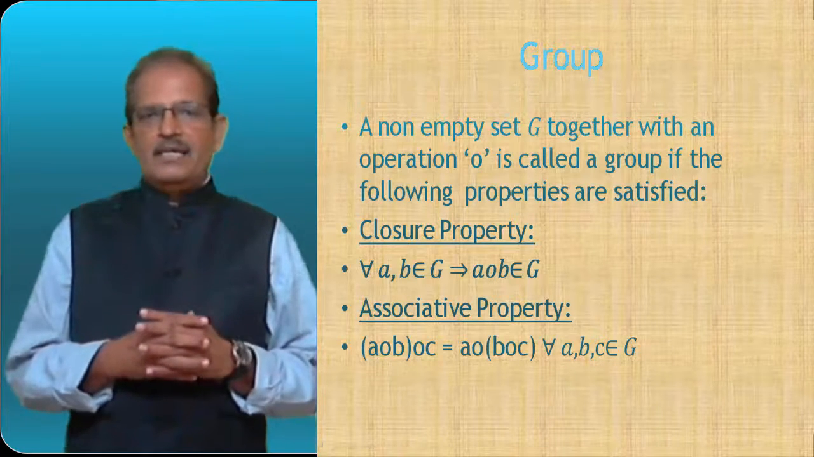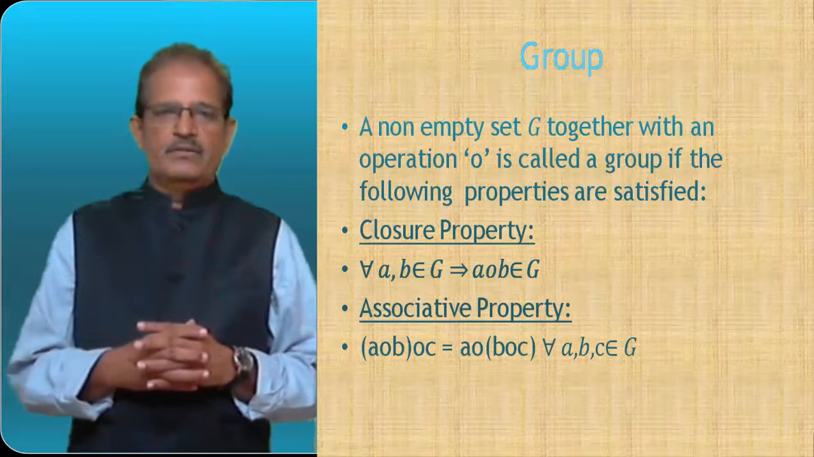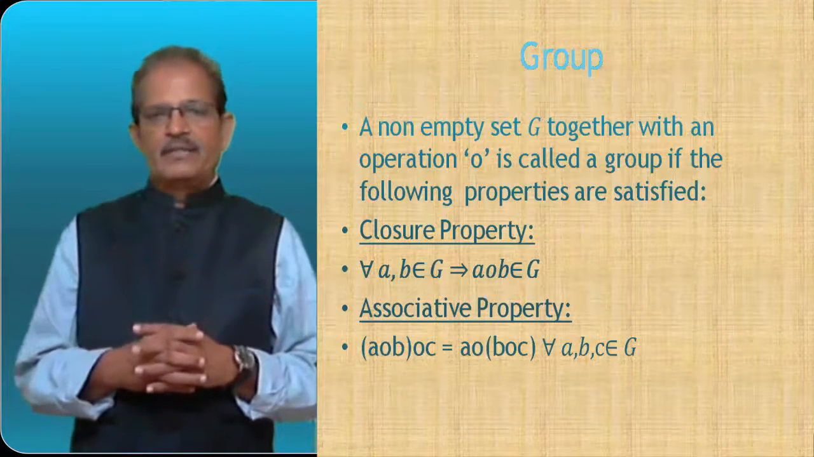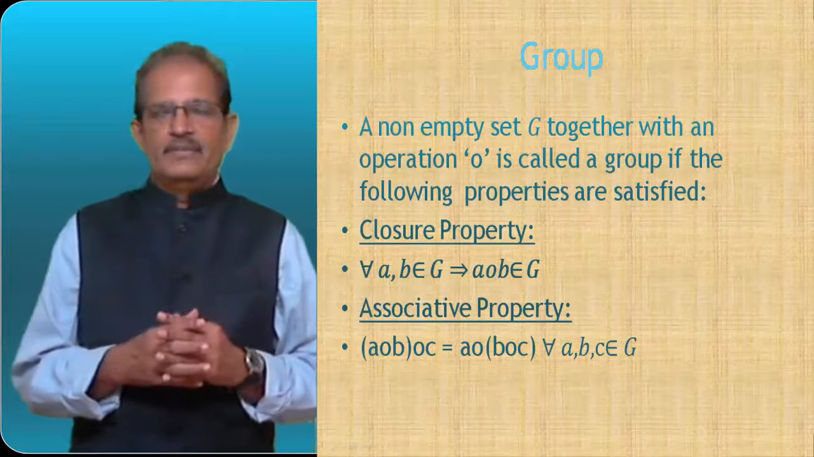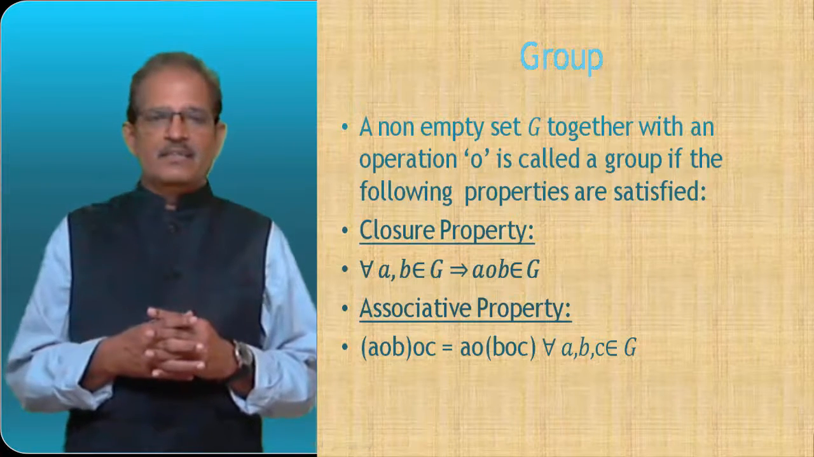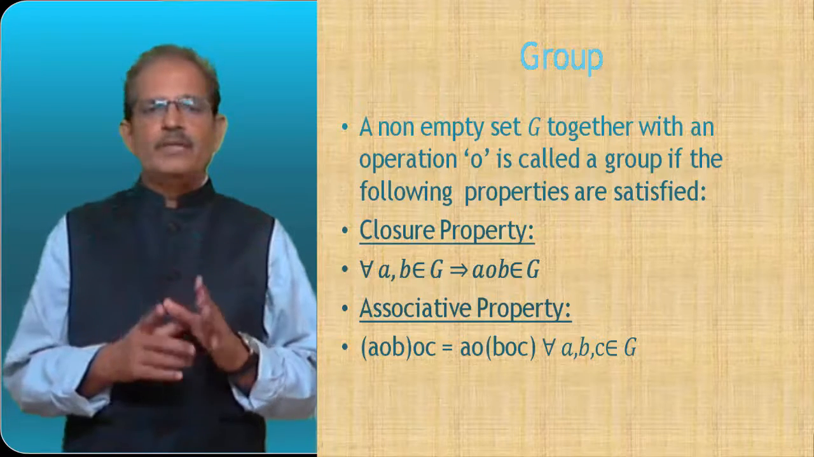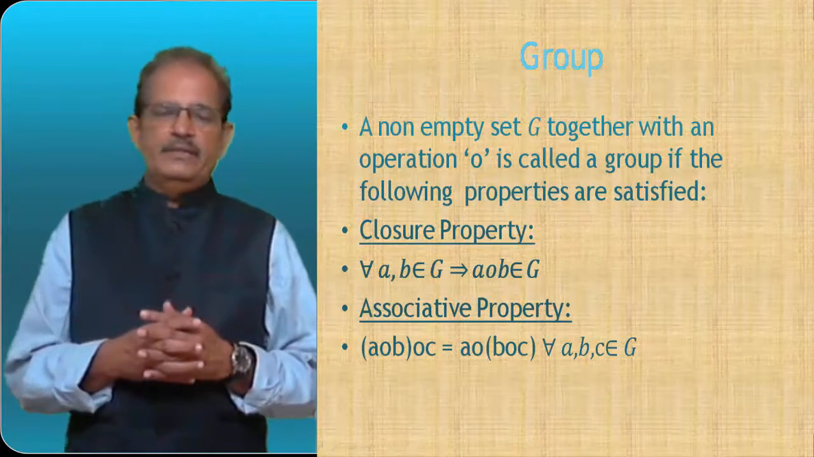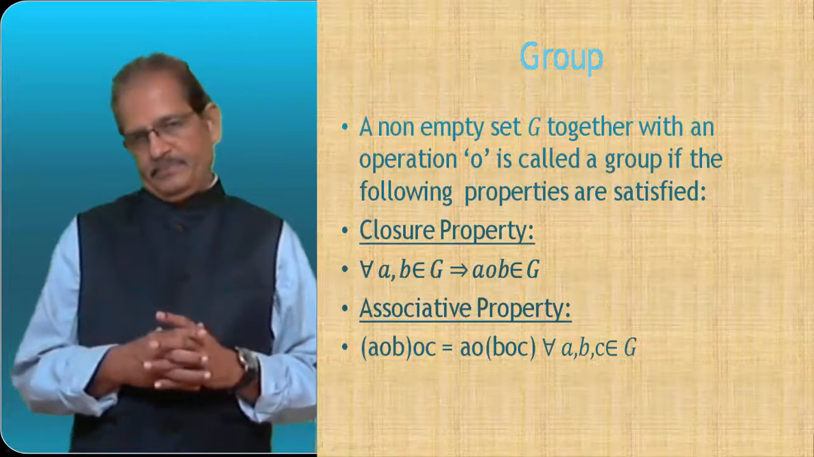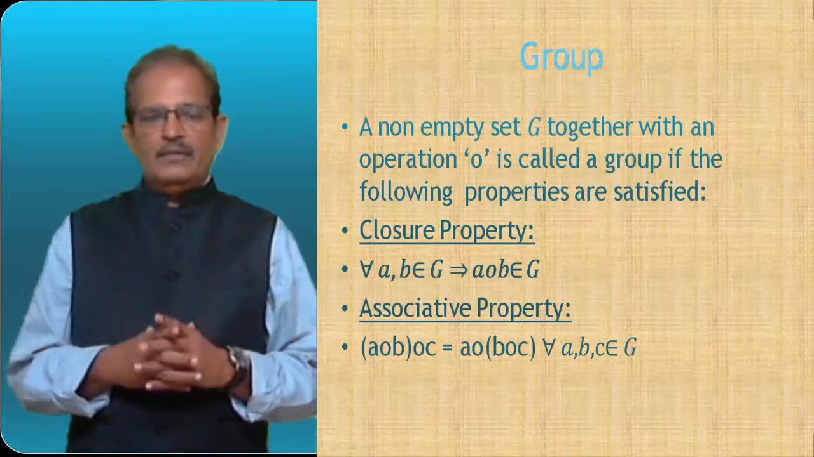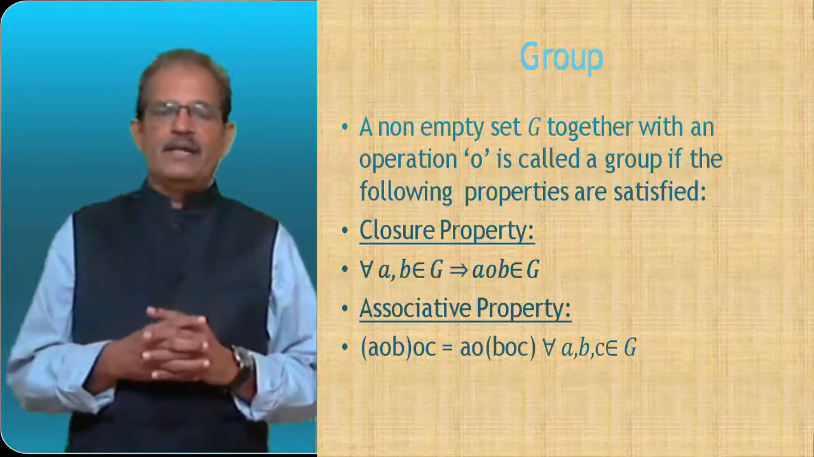So then you can say G is a group provided the following conditions are satisfied. First condition, closure property. For all a, b belong to G, a o b should also belong to G. Then closure property will be satisfied.